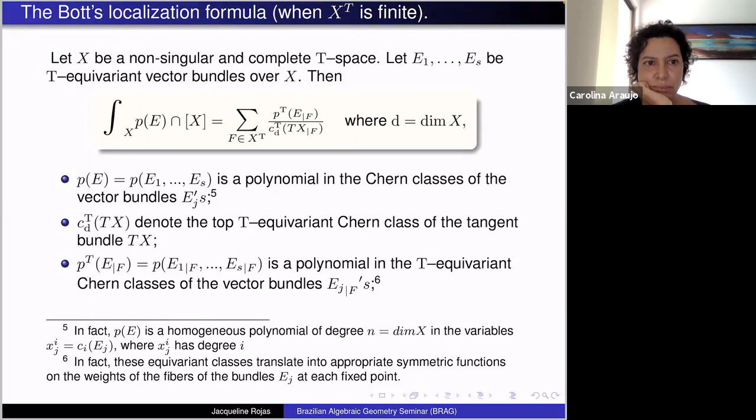And finally, I am going to put on the screen the formula that we are going to use for our application. Explain that you have P, a polynomial in the Chern classes of some certain given vector bundles E_j. The degree of this class will be given by the sum over the fixed points. There you have a quotient: in the numerator, P_G, a polynomial in the equivariant Chern classes of the vector bundles, thus, as we said, symmetric functions in the weights. And in the denominator, you have the top Chern class of the tangent bundle. In the general formula, you have the normal bundle, but since we are going to work with points, we say the tangent bundle.